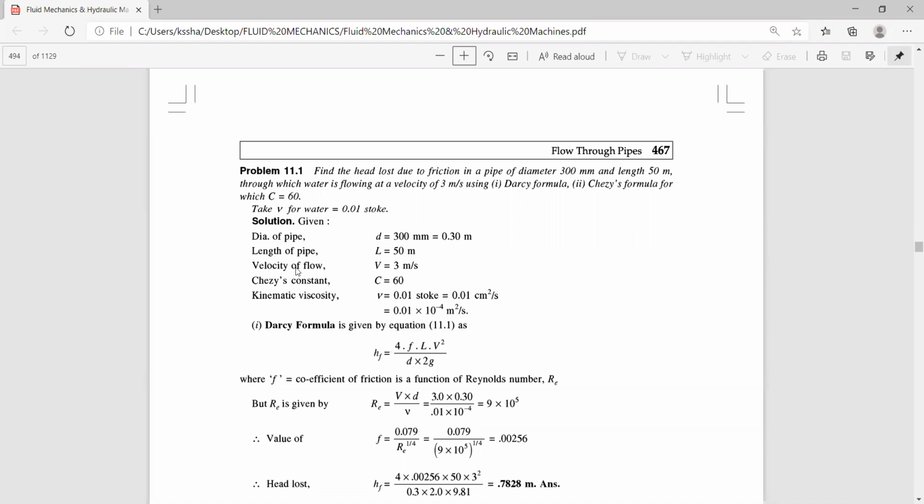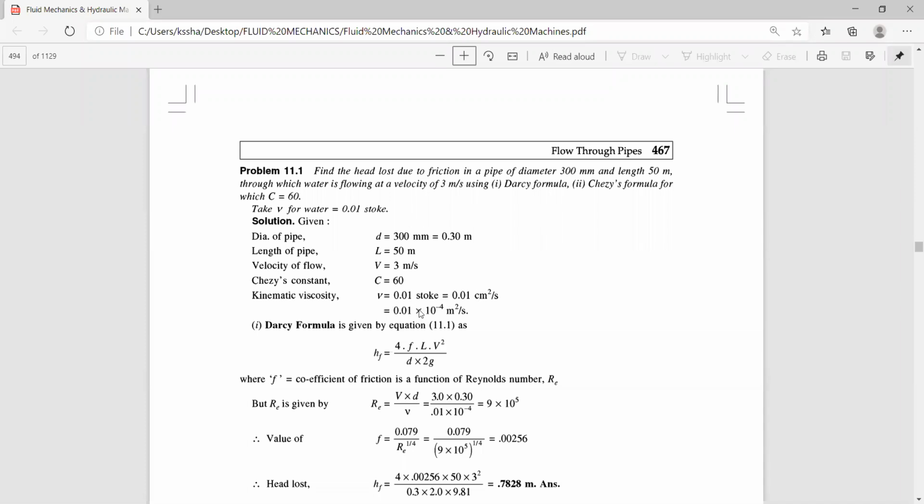So first what we will do, we will write down the things which are given to you. Diameter of pipe small d is 300 mm. So if you convert this mm to meter, it becomes 0.3 meter. Next, length of pipe L is 50 meter. Velocity of flow V is 3 meter per second. Chezy's constant C is 60. Kinematic viscosity is 0.01 Stoke.